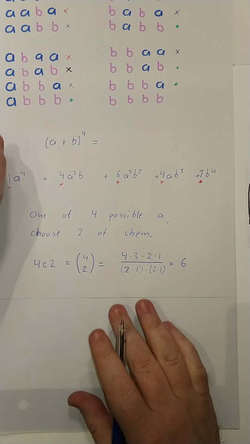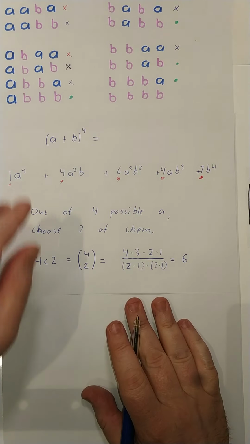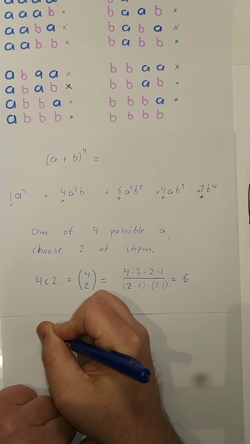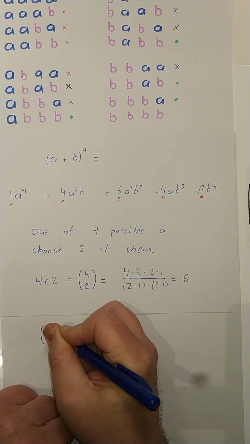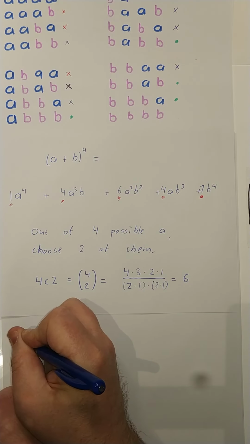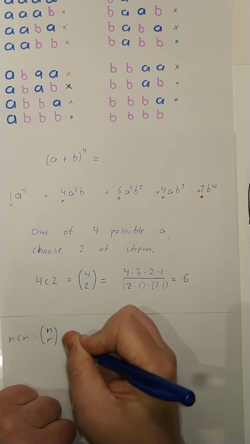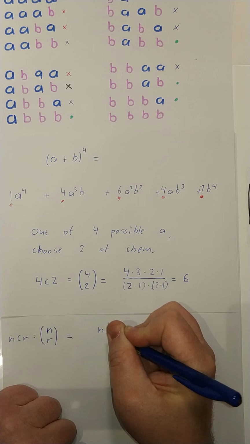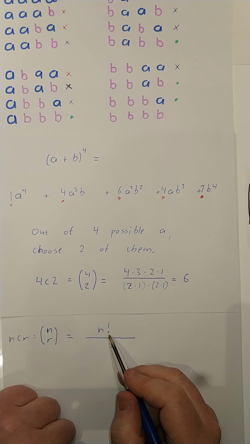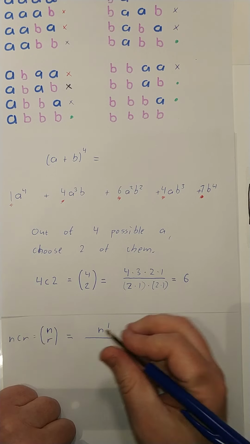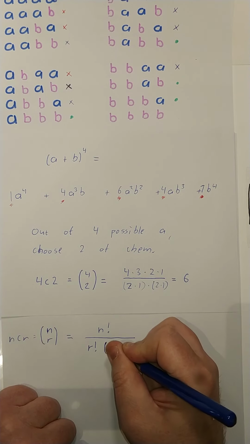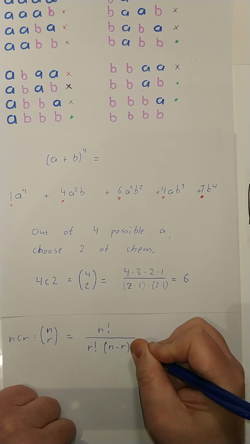And more generally, if we have n elements and we want to choose r out of them, we sometimes write that as n choose r. This is n factorial, the product of all integers from 1 up to n, so 1 times 2 times 3 times up to n, divided by r factorial and n minus r, everything factorial.